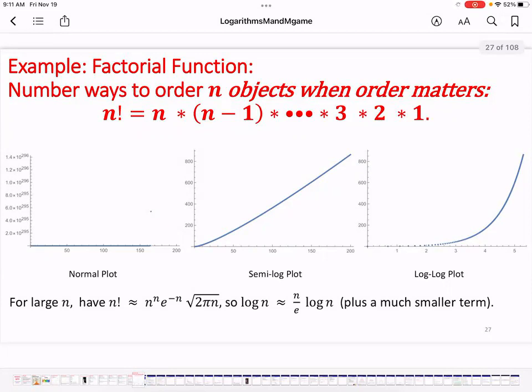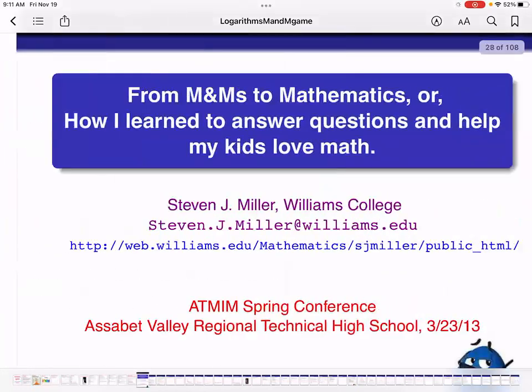Now, notice it's not linear in a log-log plot. We have n to the n, e to the minus n. N to the n is growing very, very rapidly. Even when you take a logarithm, it's growing like n log n. All right.